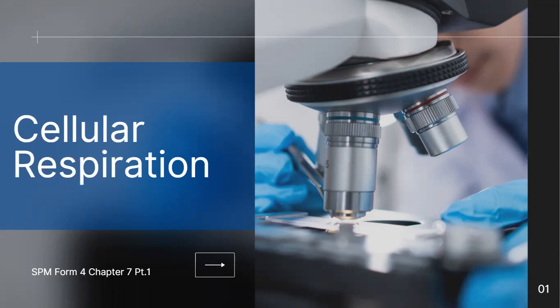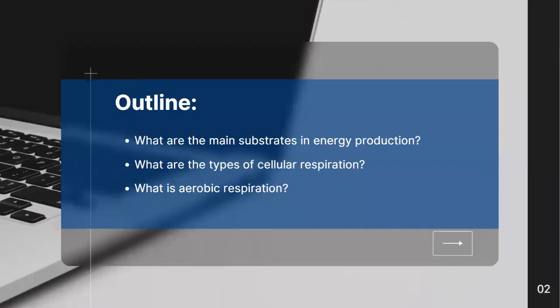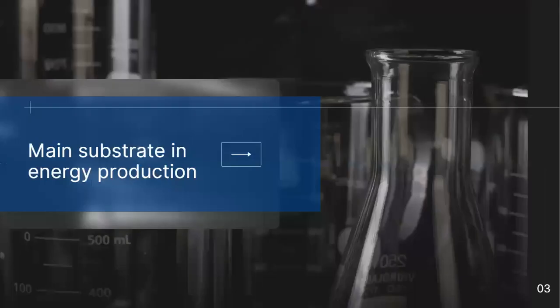So now we'll continue to a new topic, which is in Form 4, Chapter 7, Part 1, about cellular respiration. At first, we talk about the outline of this video. We are going to learn what the main substrates in energy production are, what the types of cellular respiration are, how many types there are, and what aerobic respiration is. Aerobic respiration is the process we are going to focus on today. And I hope I can answer all these questions by the end of this video.